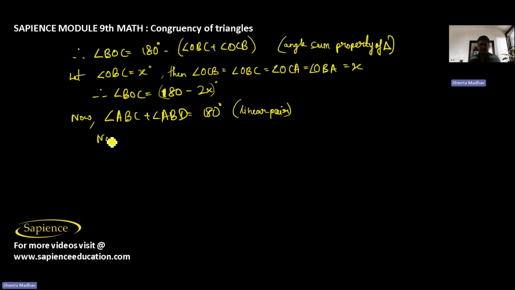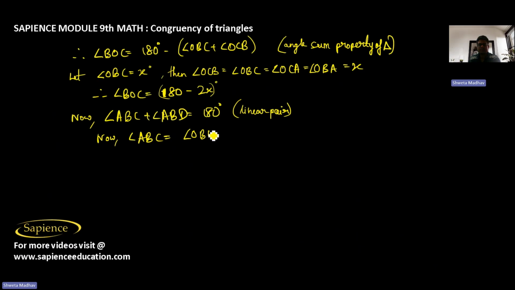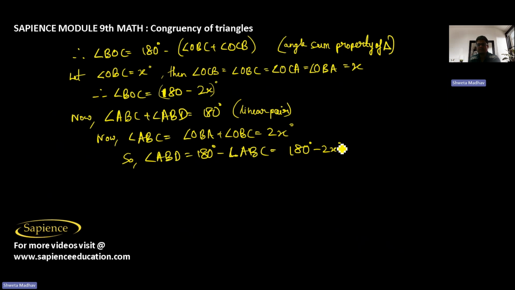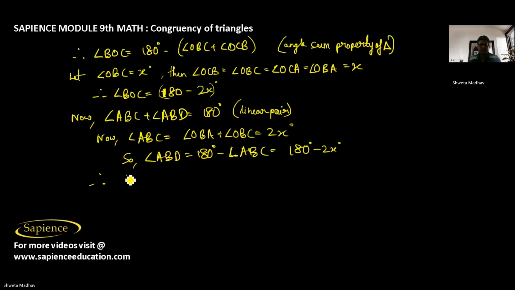And now angle ABC will be equal to angle OBA plus angle OBC, so that will be equal to 2x degrees. So we can say that angle ABD is equal to 180 degrees minus angle ABC, which is 180 degrees minus 2x degrees. So therefore here we can see that angle ABD will be equal to angle BOC. Hence proved.